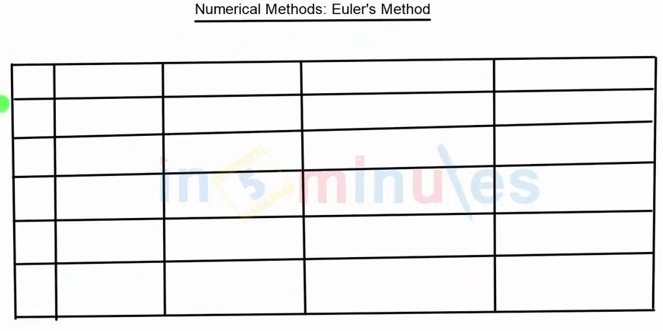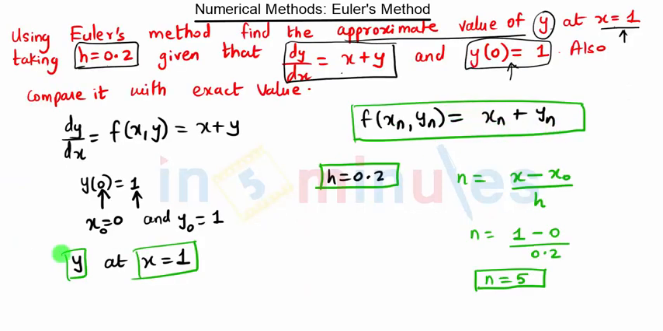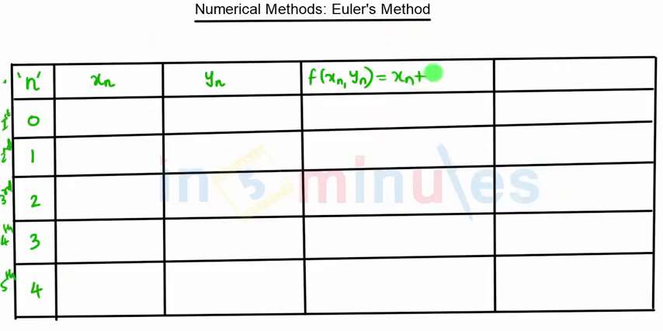So the first column of the table will contain the value of n. And here we will have the first step, second step, third step, fourth step and fifth step. The value of n will start from 0, 1, 2, 3, 4. Then we write the value of xn, yn, f of xn comma yn. What is f of xn comma yn? We have just seen it is xn plus yn.